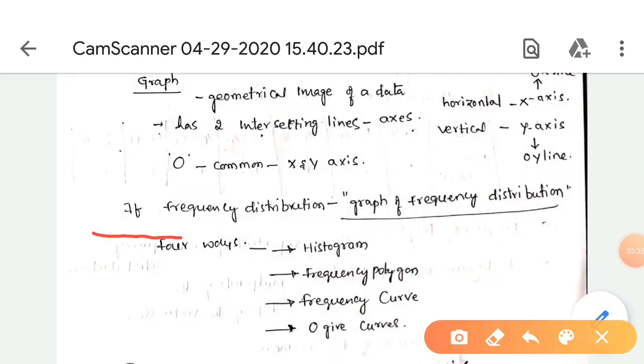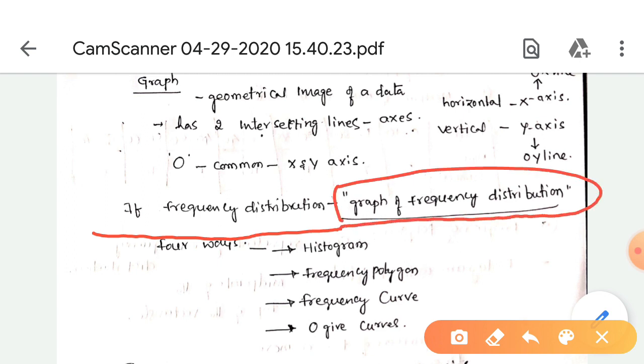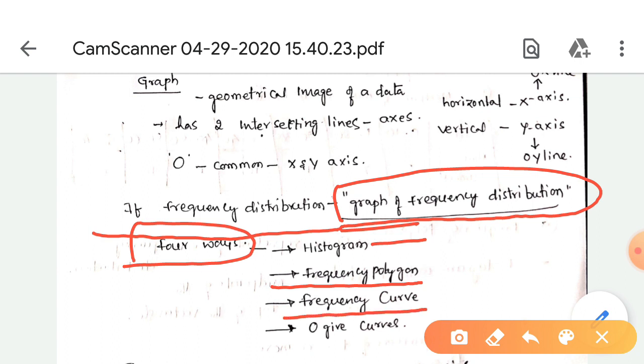If a frequency distribution is represented graphically, it's called a graph of frequency distribution. It can be represented graphically in four ways: first the histogram, second the frequency polygon, third the frequency curve, and fourth the ogive curve.